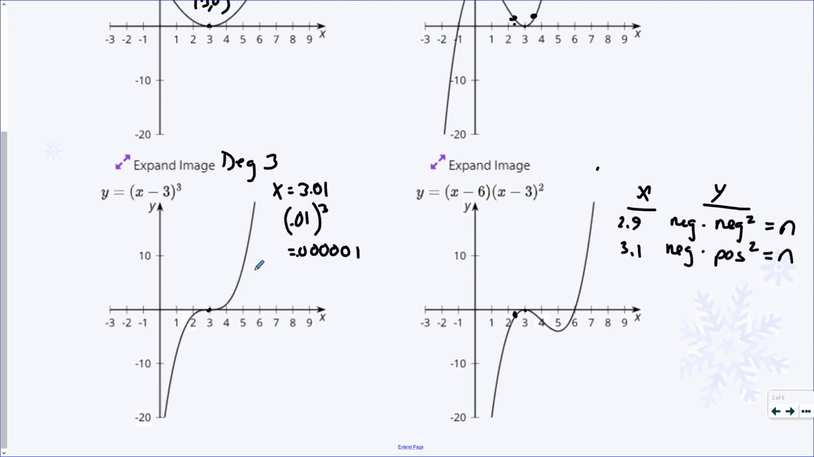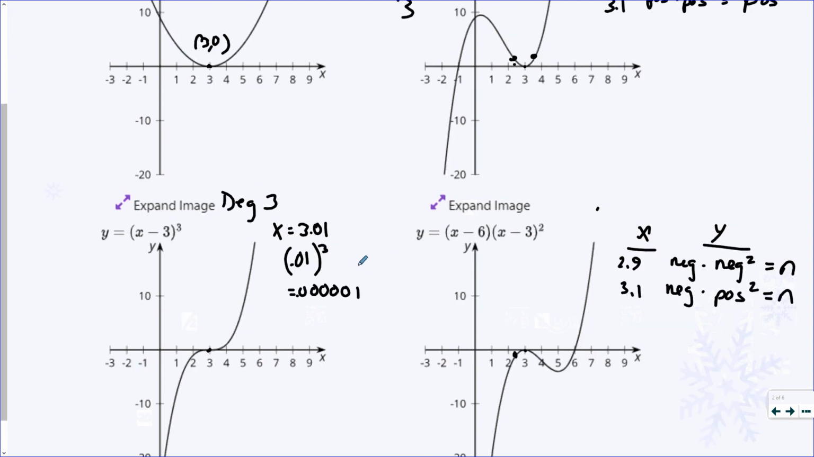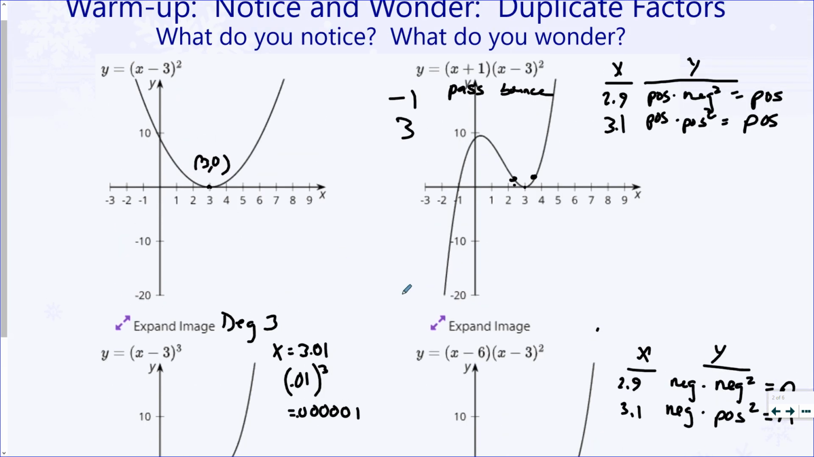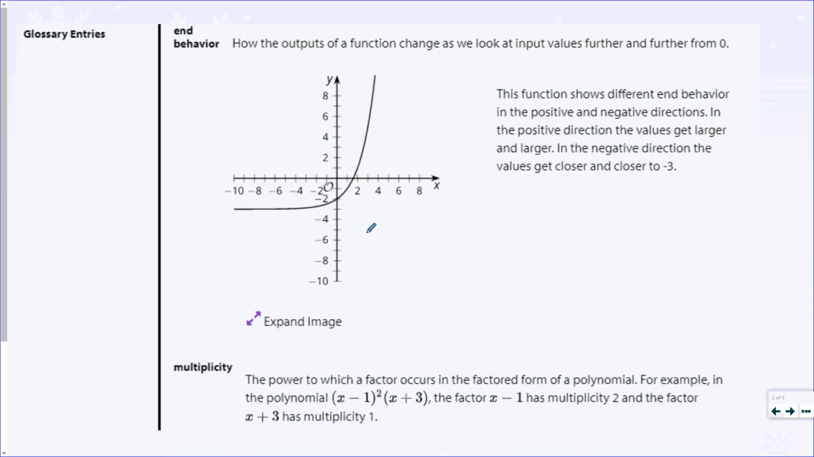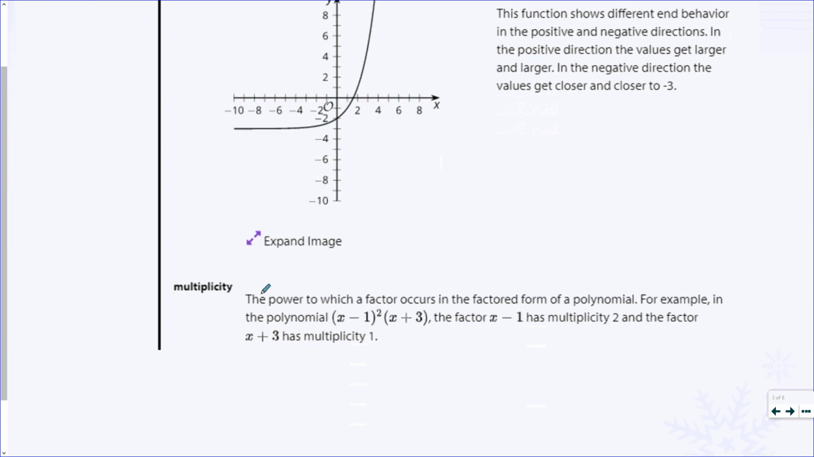Okay, so there's your big idea. There's really not much more to this than that. But let's take a look here. So different end behavior. We don't have to worry so much, but multiplicity in particular.